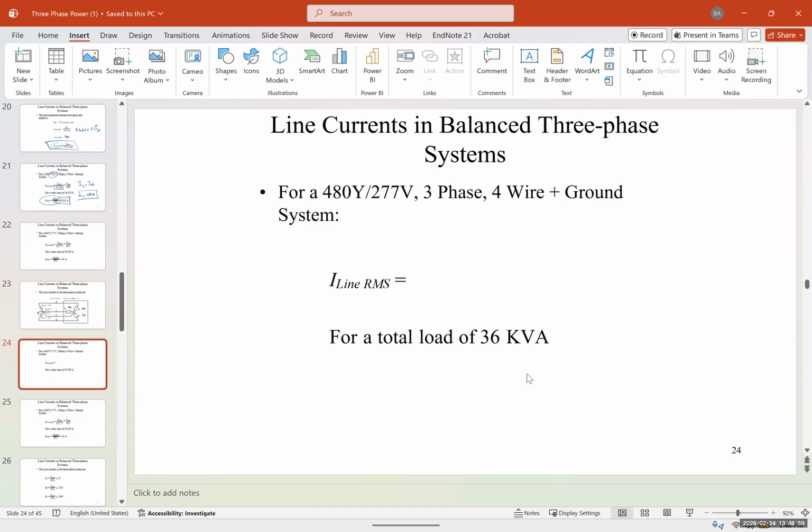Okay, let's go back. I want you to solve this. Now, for a 480Y/277 3-phase 4-wire system, we want to find I line RMS when the total load is 36 kilovolt amps.